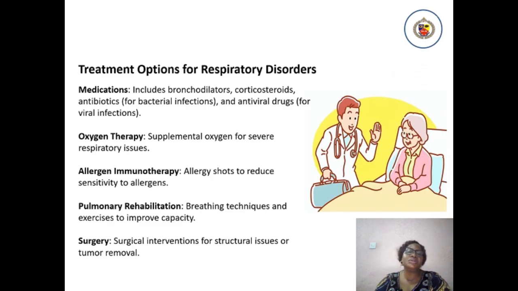Treatment options for respiratory disorders: we have medications, which include bronchodilators, corticosteroids, antibiotics for bacterial infections, and antiviral drugs for viral infection. Oxygen therapy: supplemental oxygen for severe respiratory issues. Allergen immunotherapy: allergy shots to reduce sensitivity to allergens. Pulmonary rehabilitation: breathing techniques and exercises to improve capacity. Then surgery: surgical interventions for structural issues or tumor removal.